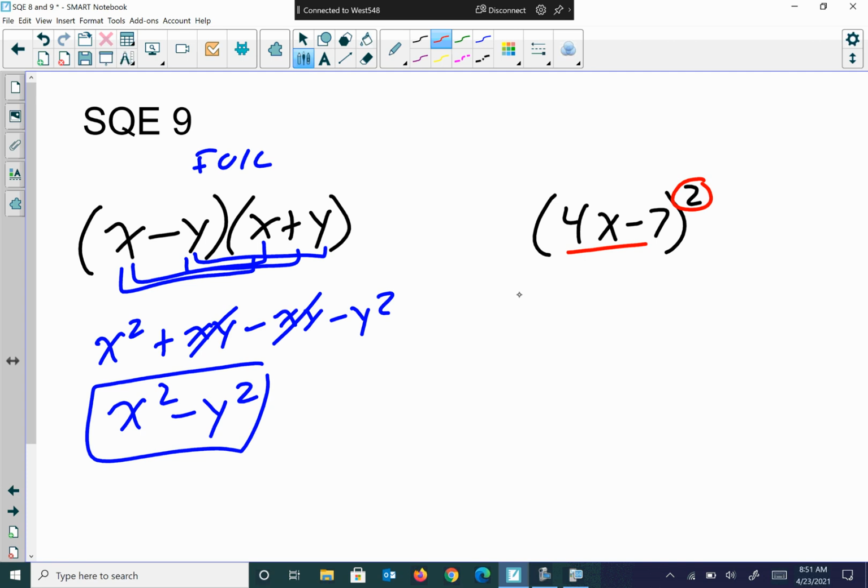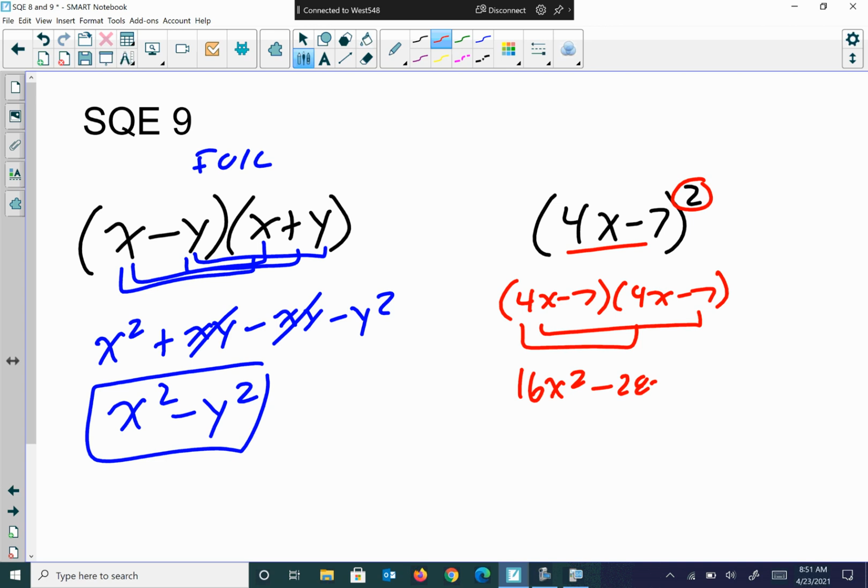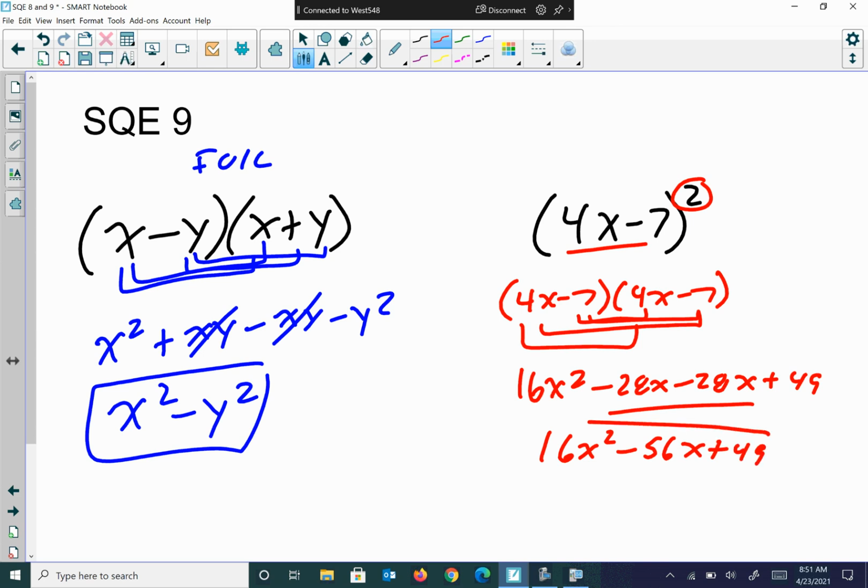This means I have two of these. So we're going to FOIL this. And these middle terms don't cancel each other out because I don't have alternating signs. But those are like terms, so I can add them together. Okay, so that's just normal FOILing. Agree? May I move forward, my friends?